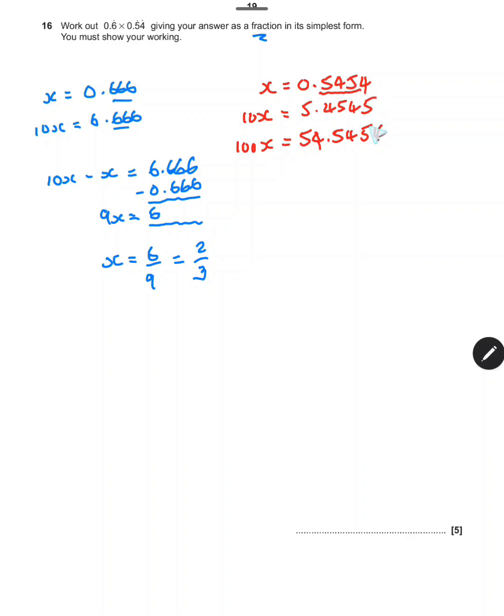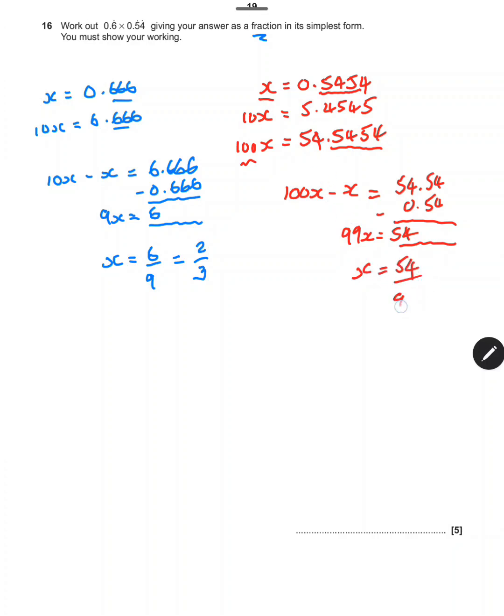54.5454. I want this and this because I've got that matching pattern after the decimal points again. So I'm going to pick up 100x and 1x and do a subtraction. And what you get is 54.5454, take away 0.5454. And we know that 4 take 4 is gone, 5 take 5 is gone. You're left with 54 take 0, which is 54. 100x take x is 99x. So I know that 1x, my initial decimal here, is 54 over 99.